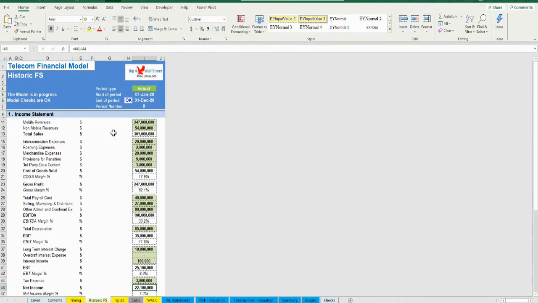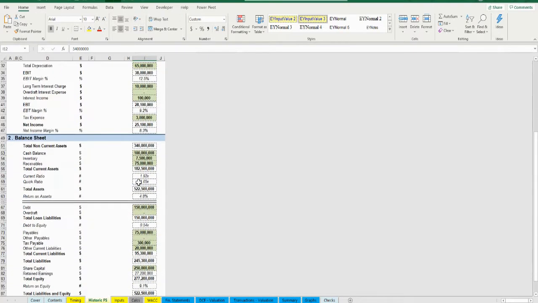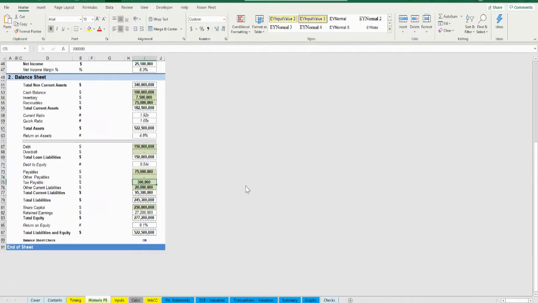Moving on to the historic FS and inputs, in these tabs, the user needs to adjust the business drivers in the yellow cells for forecast inputs and light green cells for historic inputs. In the historic FS tab, the user needs to fill the light green cells both for the income statement and the balance sheet. The balance sheet is set to be balanced automatically through retained earnings.